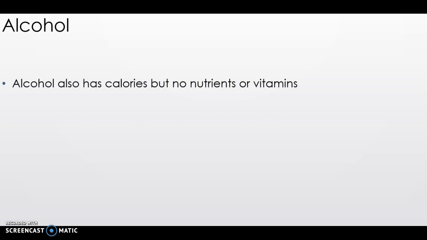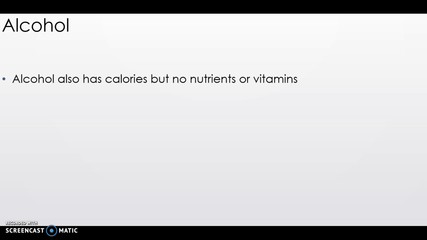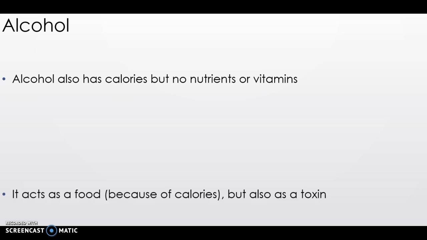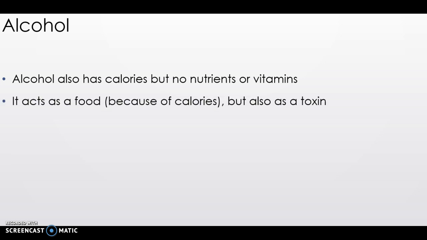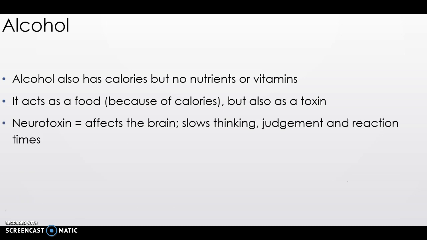Let's talk about alcohol a little bit further. So does anybody know how alcohol is treated in the body? It is treated as a food because it does have calories, but you do not get any nutrients or any vitamins from the alcohol itself. So we've covered that. It also acts as a toxin. What kind of toxin is it? It's a neurotoxin, so it has effects in the brain. It can slow your thinking. It also slows the judgment and your reaction times.